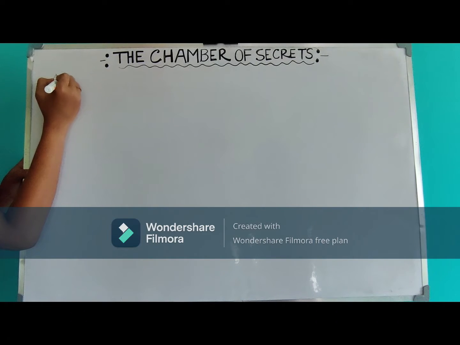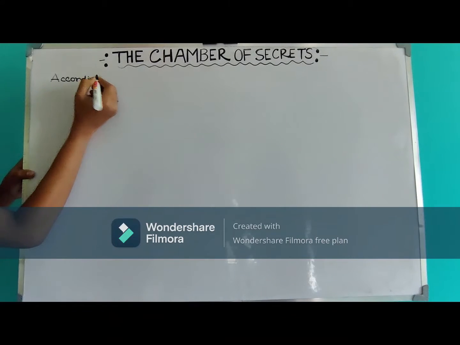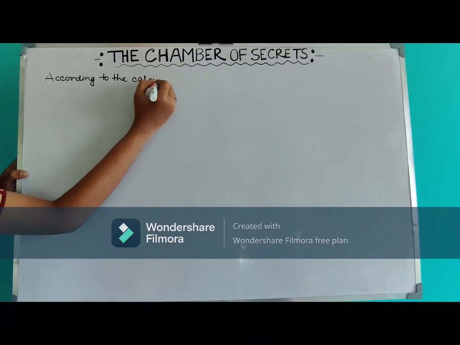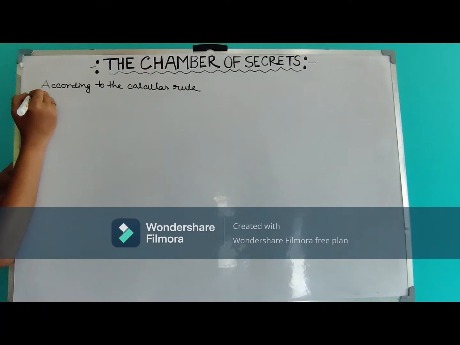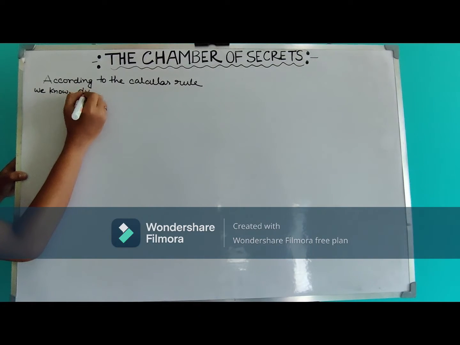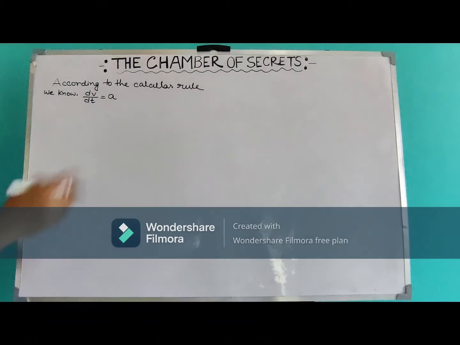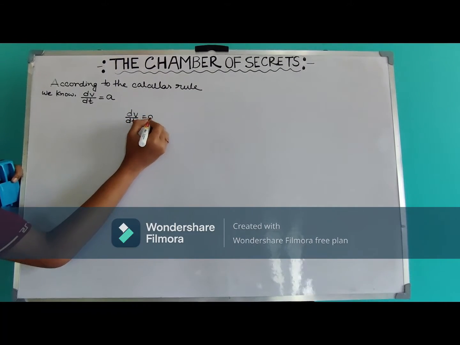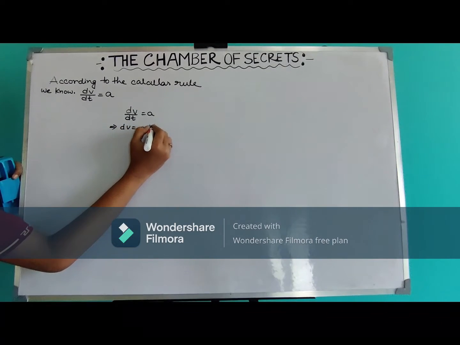So at first, we can write that according to the calculus rule, dv by dt is equal to a. That's right. So we can write that dv by dt is equal to a, and I can also write that dv equals a dt, and integration dv equals a integration dt.